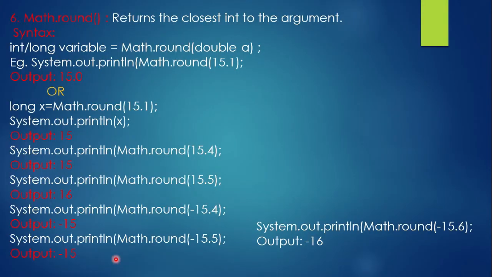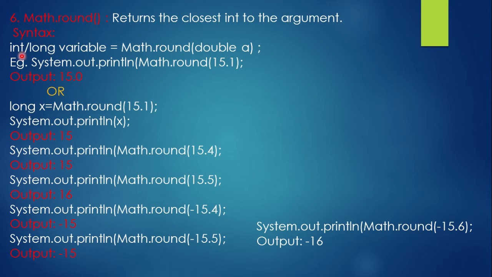Now the sixth function, math.round. Rounding. You know what happens in rounding in mathematics. It returns the closest integer to the argument. An integer value will be returned. See the return type over here. There is a change in the return type.